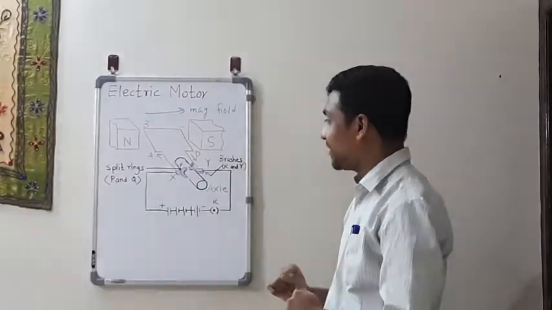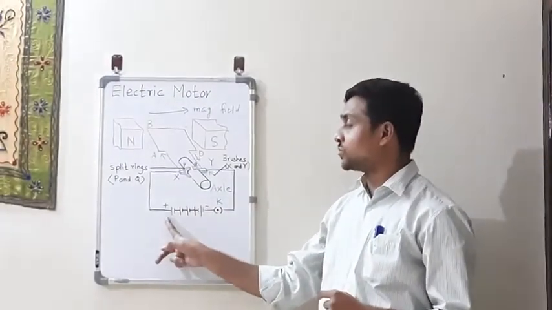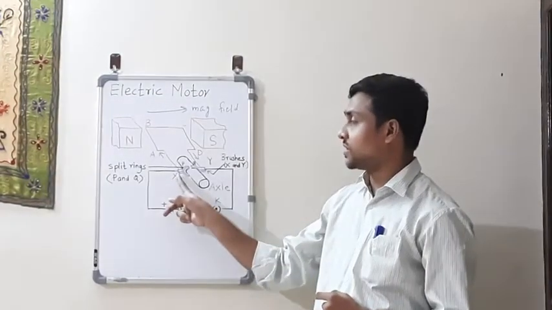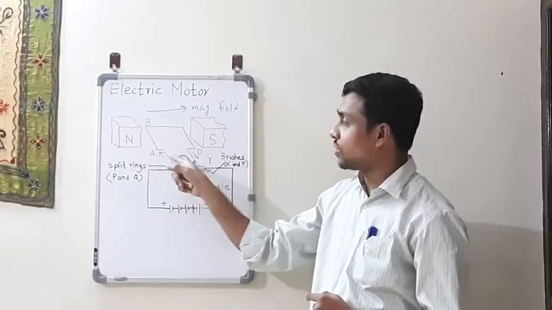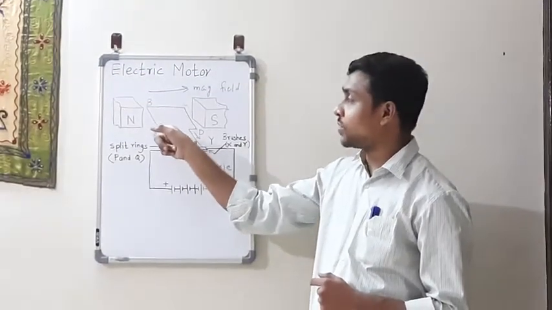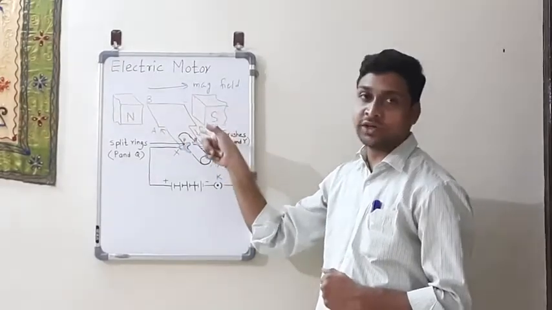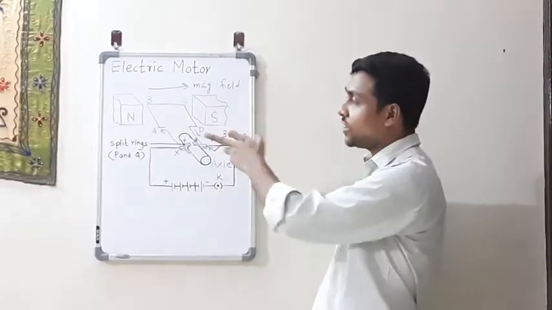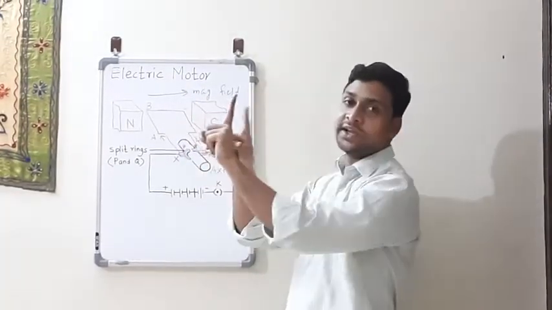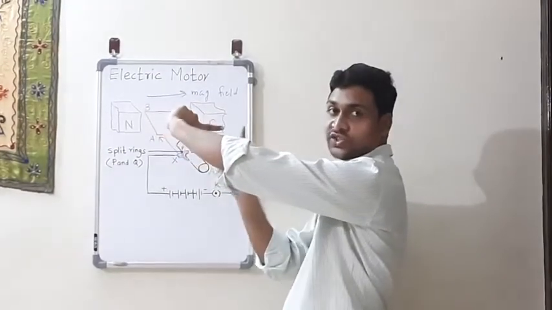Current always flows from the positive terminal of the battery, so current will flow through brush X and enter the coil at A. Current is flowing from A to B, and here current is flowing from C to D. When current is flowing from A to B, we can use Fleming's left hand rule. The first finger indicates the direction of the magnetic field, which is from north to south in this direction.